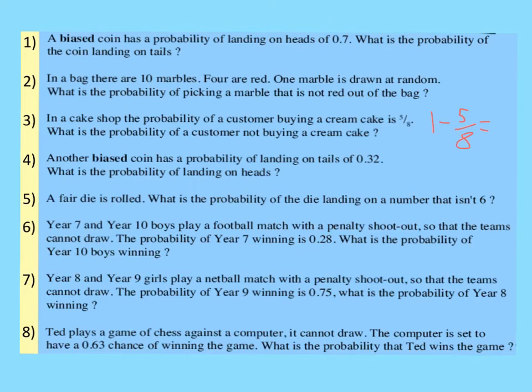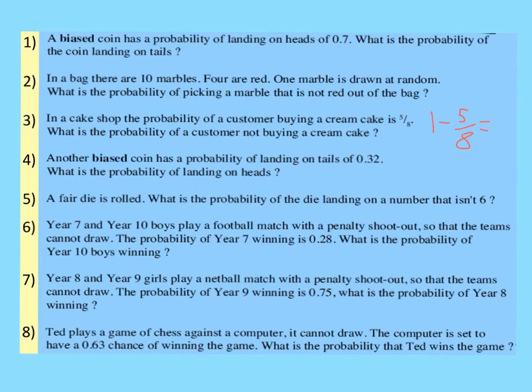Number 4, another biased coin has a probability of landing on tails of 0.32. Well, that's the same, but it's just a little bit more difficult of a sum, really. You do 1 minus 0.32. Well, I'll let you have a go at the rest because you've probably had enough hints. I'll just look at number 5.